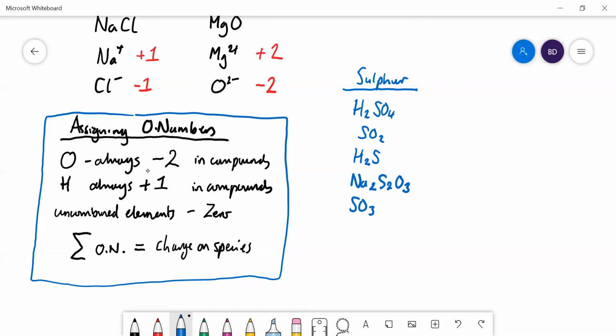I think that's enough to be going. Let's say the sulfate ion, okay? So let's say we've got sodium sulfate. Okay, let's work out the oxidation numbers of those things then, right?